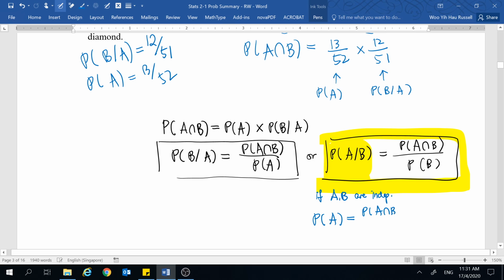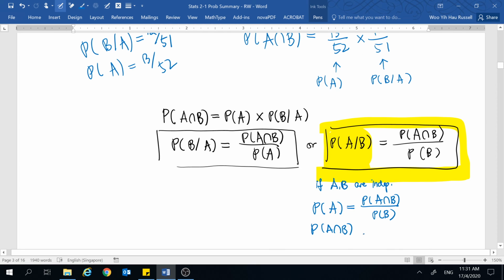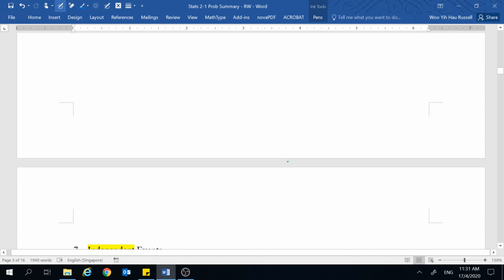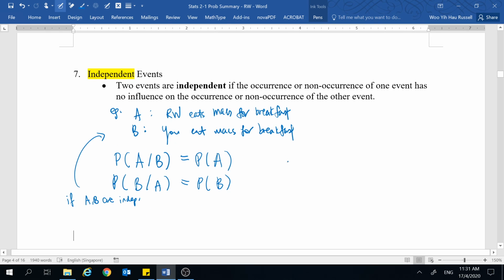Correct? Then I make probability A intersect B the subject. Correct? It's actually probability A times probability B. Now, this result is only true if A and B are independent. So, if A and B are independent, then I can say that probability A intersect B is probability A times probability B.